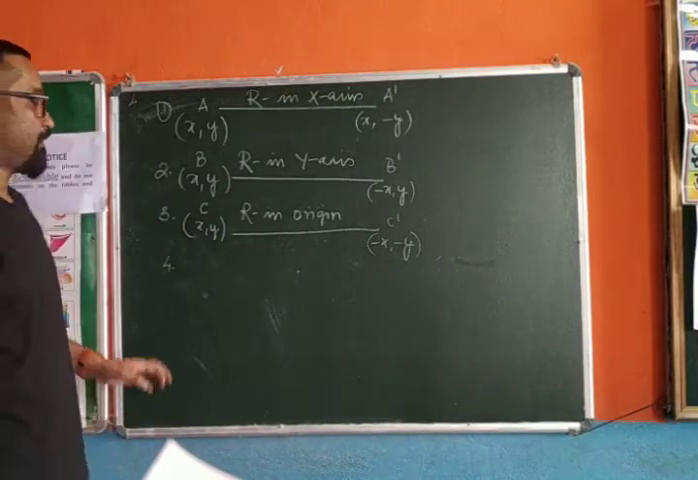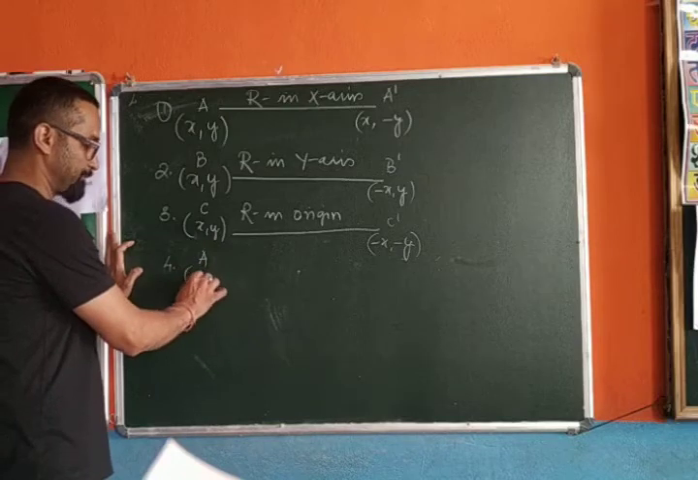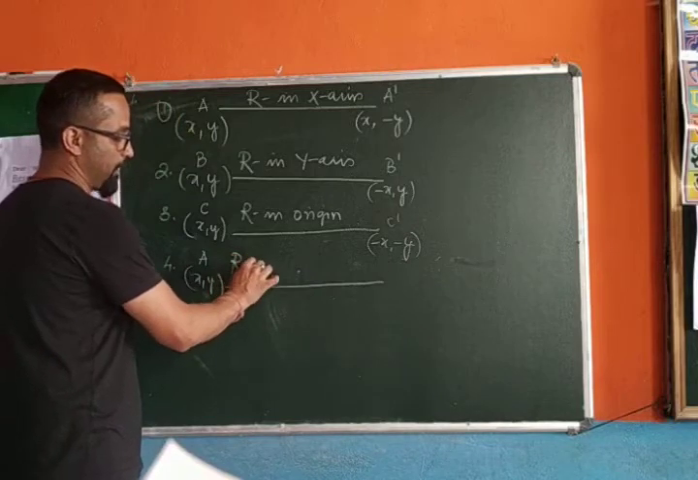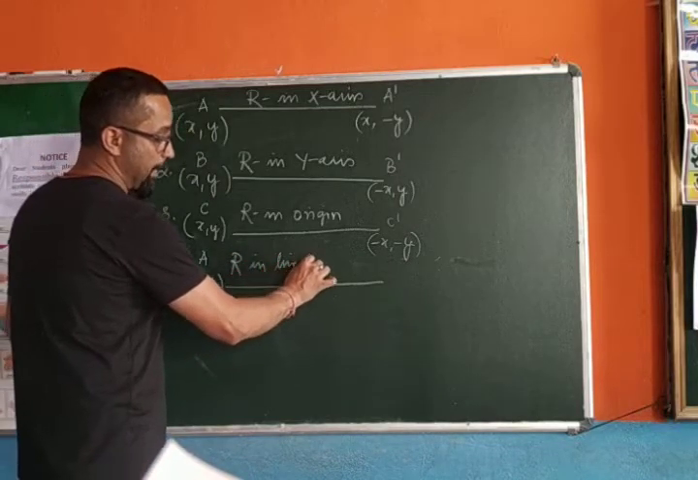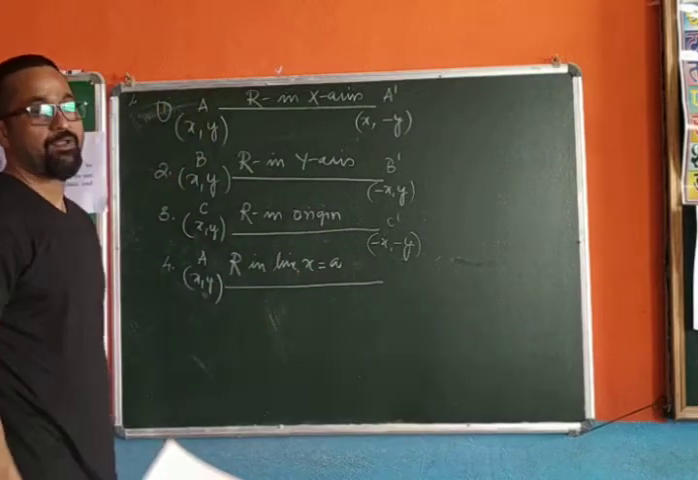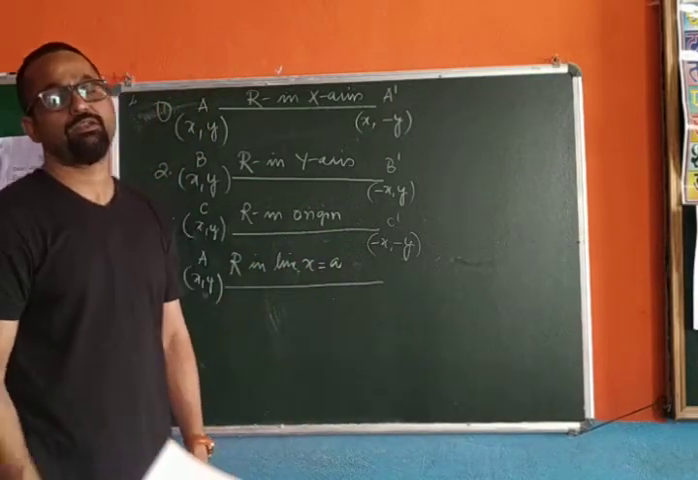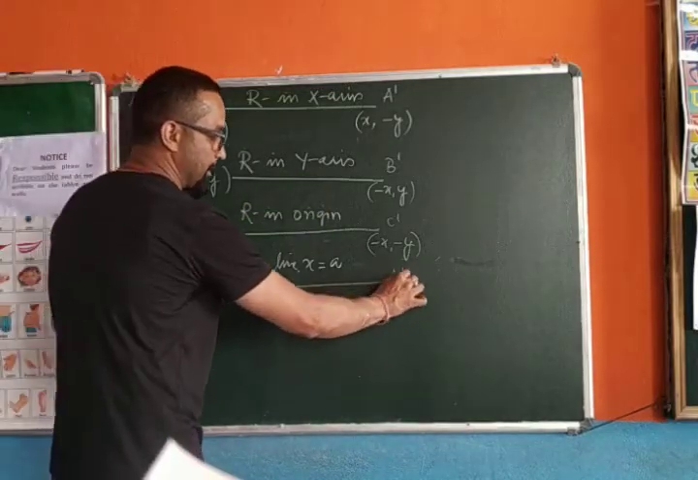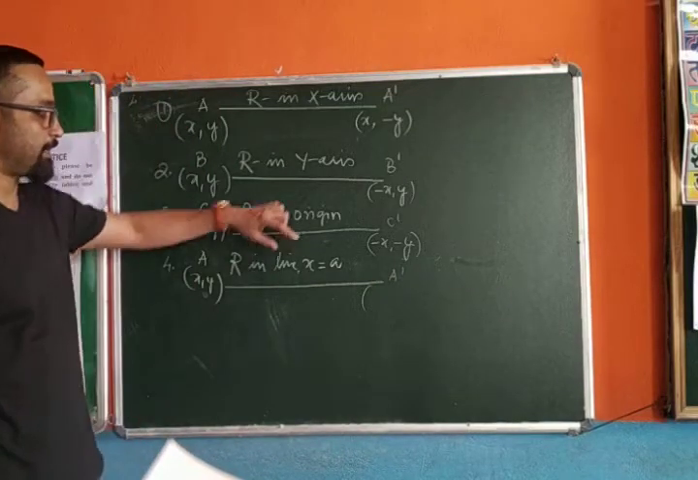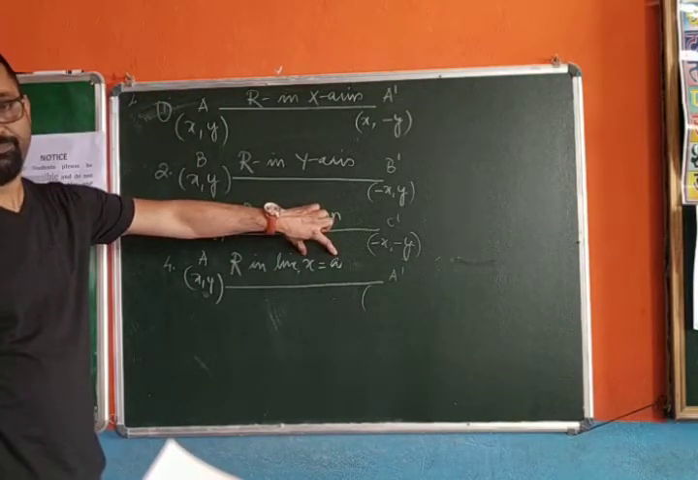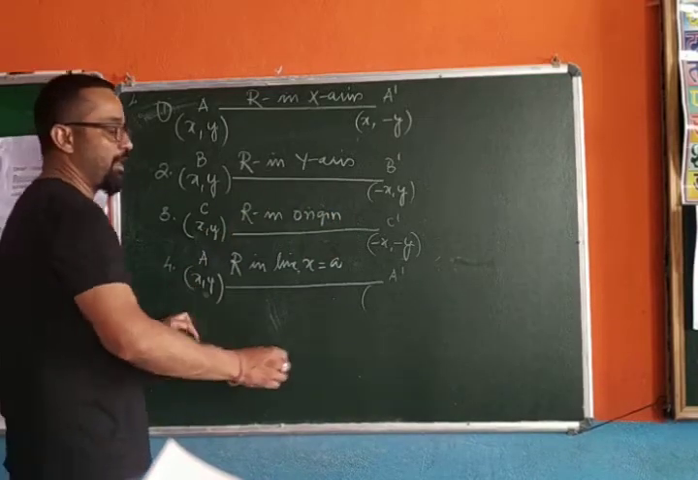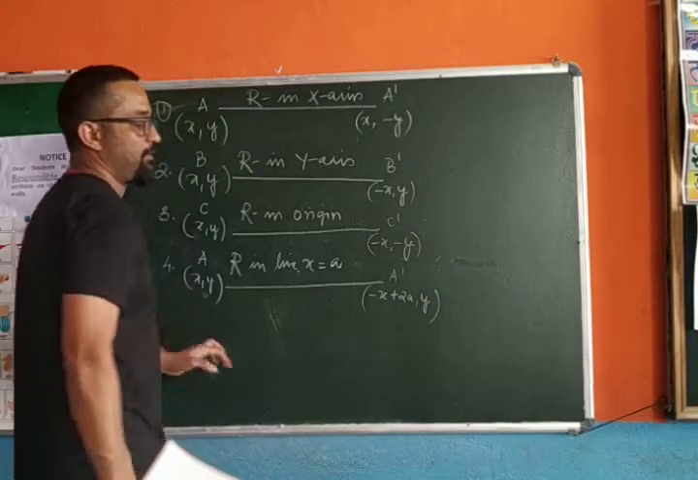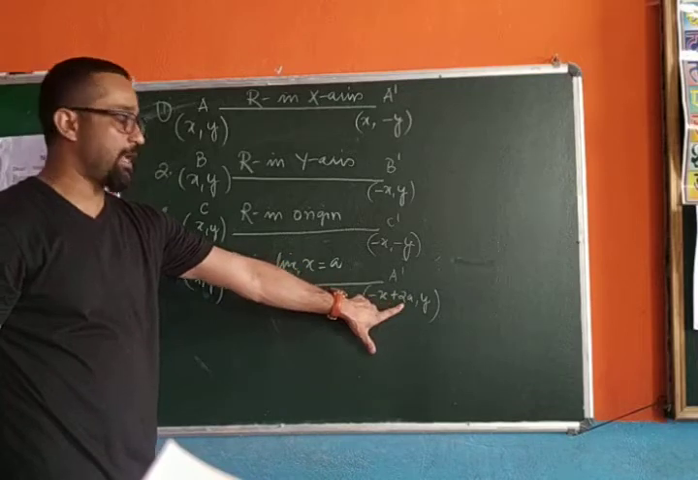Fourth formula, reflection of a point in a line. Reflection in line x equal to a. X equal to a means the line is parallel to y-axis. You get image A dash. When a point is getting reflected in the line x equal to a, look at the formula here. It is minus x plus 2a comma y. You need to substitute the value of a and simplify it.